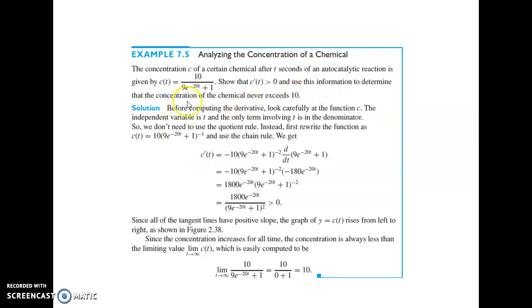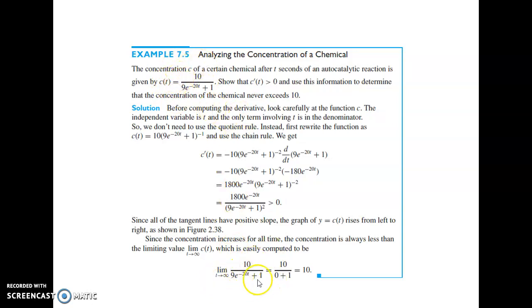So we have to determine that the concentration never exceeds 10. For this function, we find the limit as t tends to infinity, because the concentration increases for all time. So therefore the concentration is always less than the limiting value. To find the value that the concentration should not exceed, we need to find the limit of C(t) as t tends to infinity.